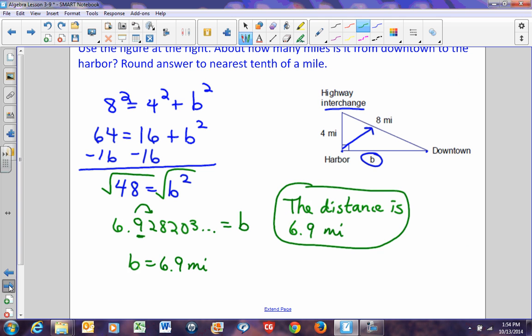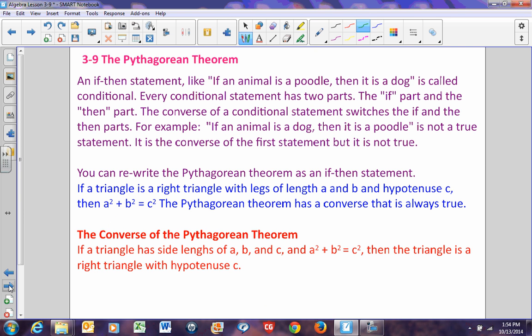The next thing we're going to do with the Pythagorean theorem is we're going to talk about conditional statements for a moment. An if-then statement, like if an animal is a poodle, then it is a dog, is called conditional. Every conditional statement has two parts, the if part and the then part. The converse of a conditional statement switches the if and the then parts. For example, if an animal is a dog, then it is a poodle. It switched. Our original one says if an animal is a poodle, then it is a dog. We switched the poodle part and the dog part.